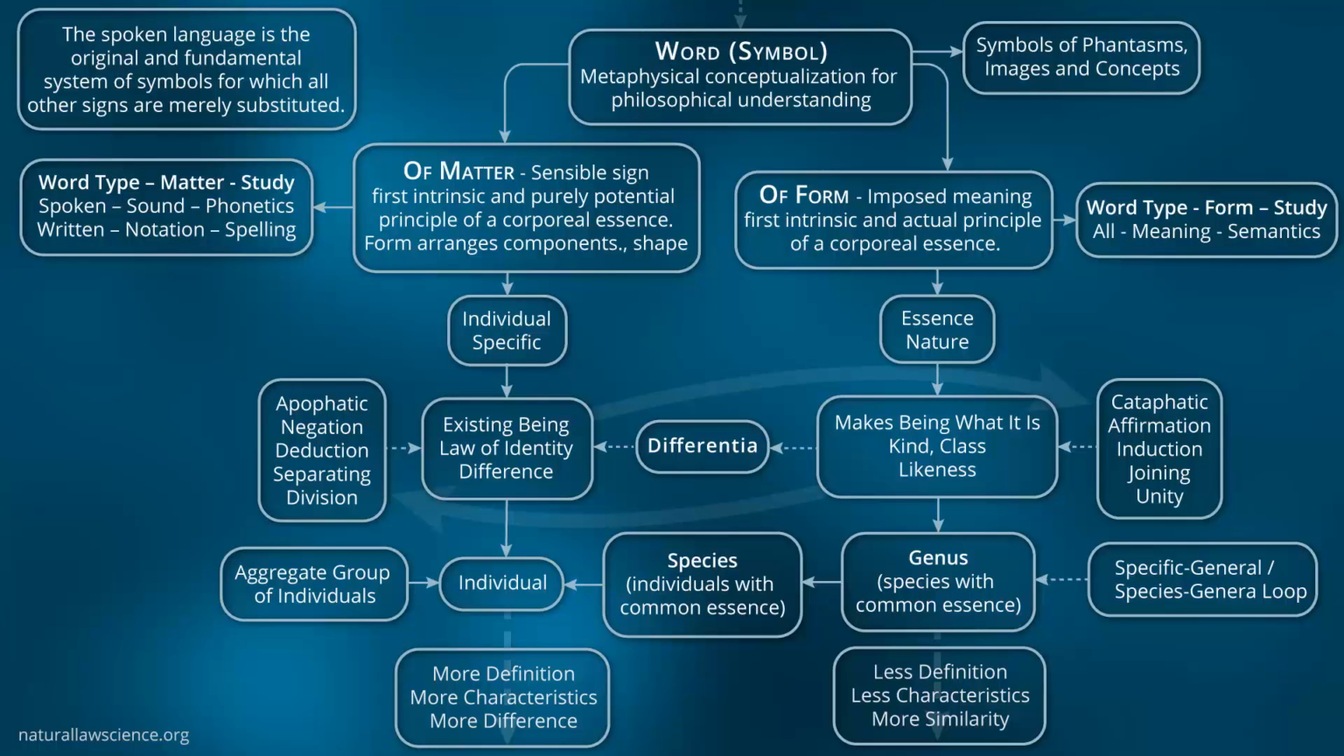And the inverse is true for the other side. So where you have your kind, class, likeness, you're going to use apophatic, negation, deduction, separation, division in order to arrive at more differences and the existing beings, the identifiable things that exist in reality. So further, matter, individual, specific, existing thing, that's the individual. And on the other side, you have species, and then further genus. And that's how we look at things.